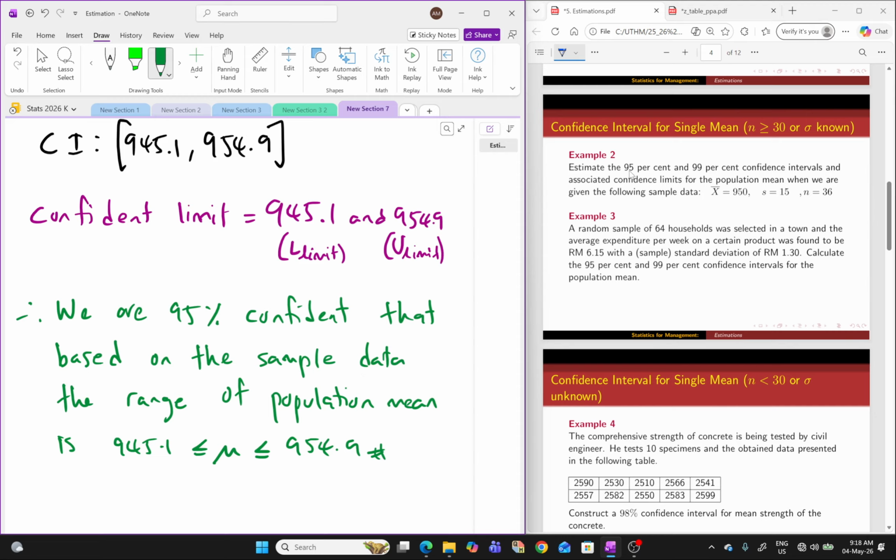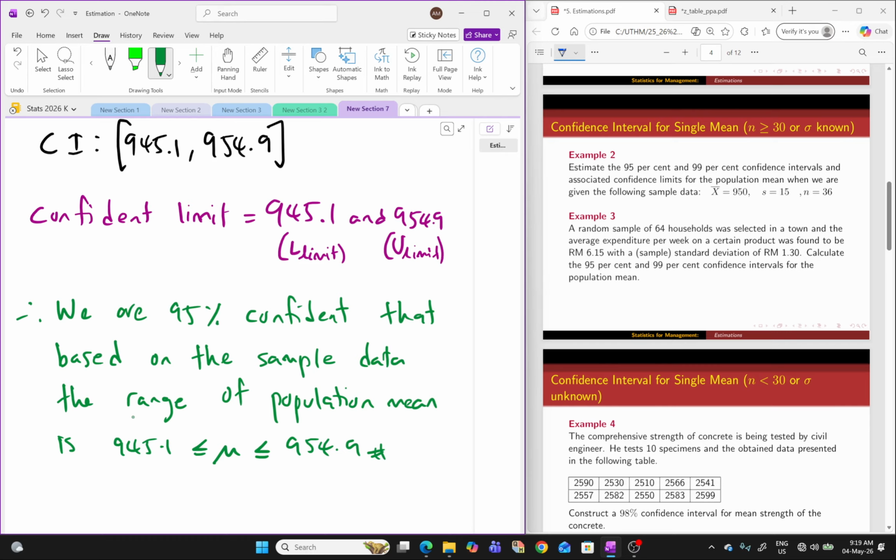So this is the answer. When they ask for estimate 95% confidence interval for population mean, this is the answer. We are 95% confident. We may be right because kita buat estimation saja, bukan tepat. Kita buat estimation anggaran daripada mana? Daripada sampel. We are 95% confident. Mungkin kita betul, 5% kita mungkin salah. Kita anggaran saja. Okay.